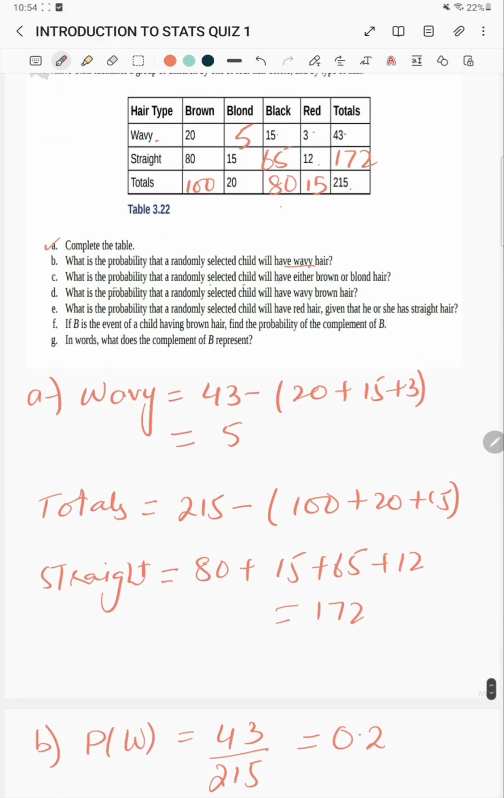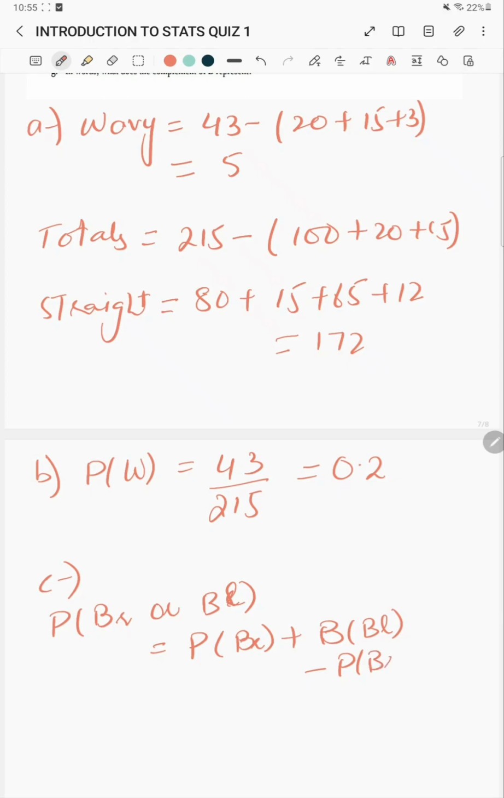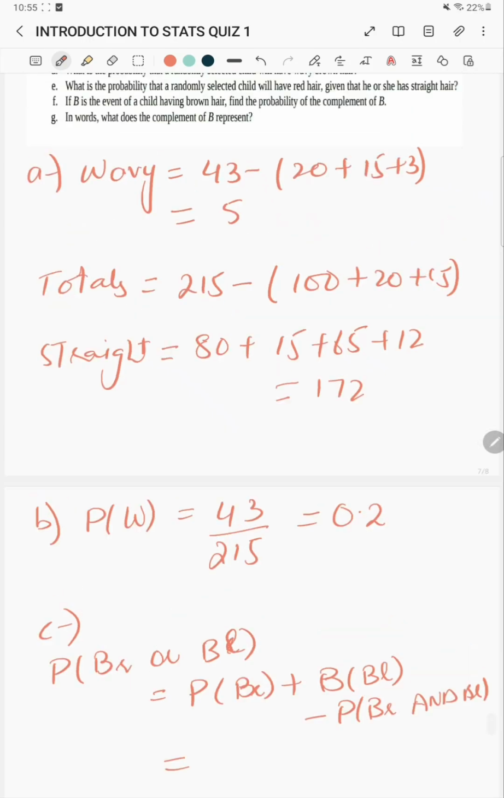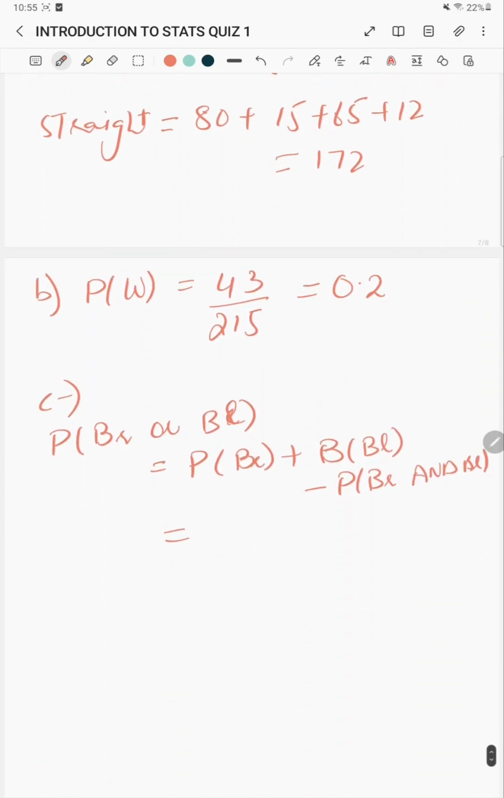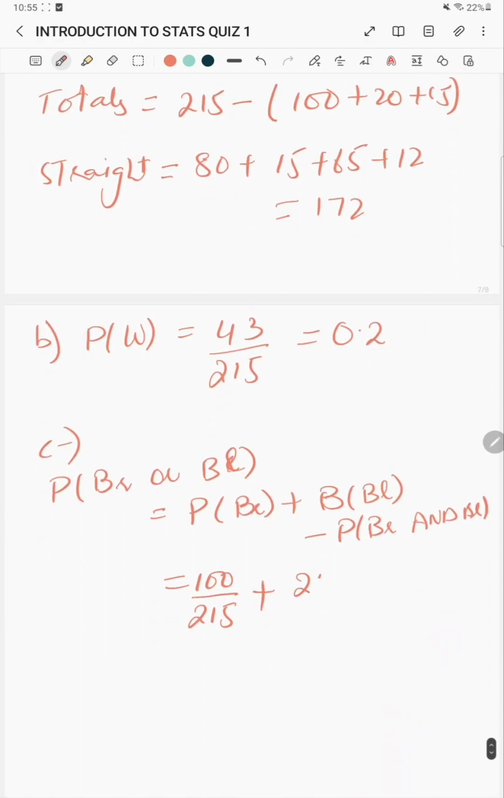Part C. What is the probability that a randomly selected child will have either brown or blonde? So what is the probability of either brown, it means brown or blonde, which is equal to probability of brown hairs plus probability of blonde hairs minus probability of BR and BL. Probability of brown hairs? 100 by 215. Probability of blonde hairs? 20 over 215. And we know that a single person can't have blonde and brown hairs at a time, so their AND would be 0. So it would be 120 over 215 and it is equal to 0.555.